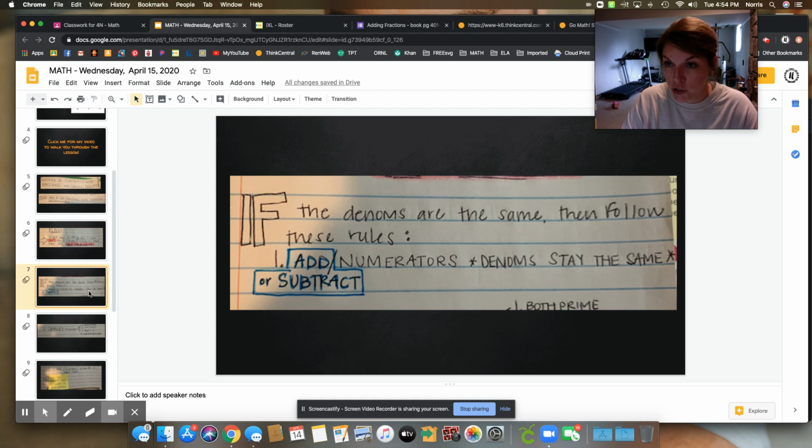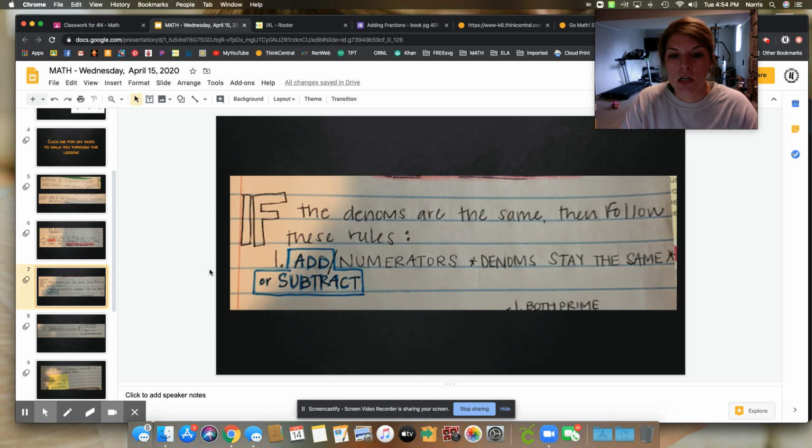So first, look at the sign. Does it say add or subtract? So you're going to add or subtract the numerators, and the denominators you're not going to touch. They're going to stay the same, okay? This should be a reminder because we've done this before.